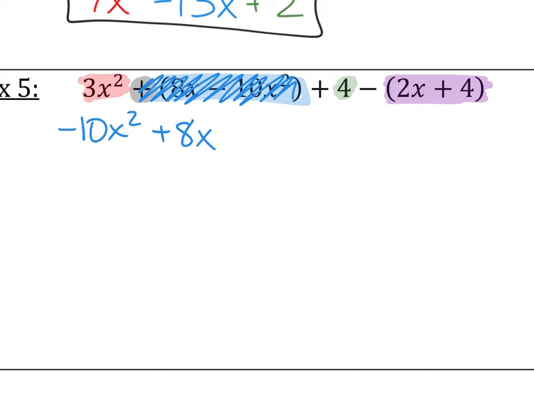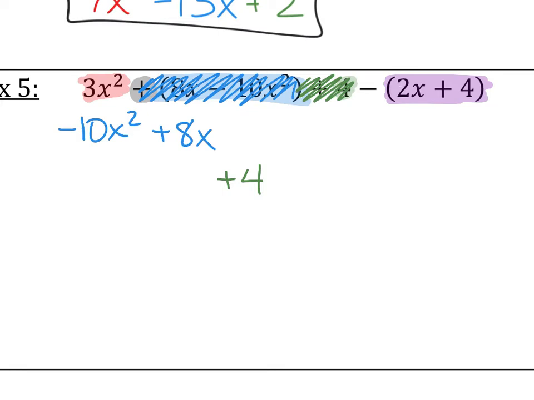Correct? Okay. Then the green 4. Can it line up with anything I currently have written on my problem? Yeah. Which one? The 4 on the parentheses. Oh, well, eventually, yes, but in the stuff I've written down, it doesn't line up with x squared or x, so I'm just going to put plus 4 right there. Okay, taking care of the plus 4.